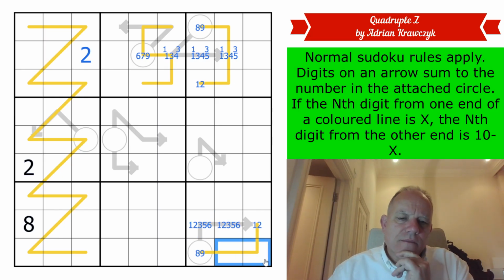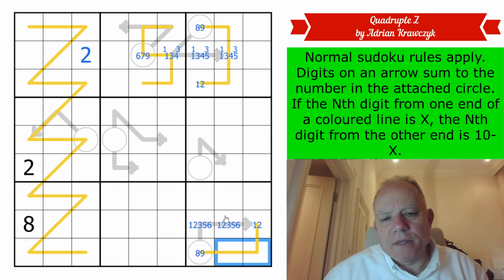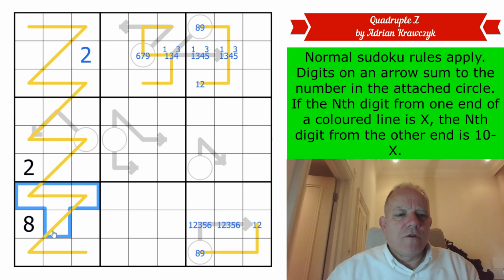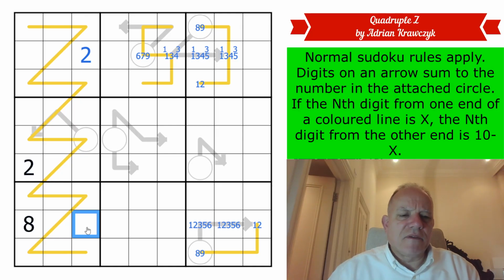These two have to add up to 10. So they're either, I don't know, they could be 2, 8 actually, as well as 3, 7 and 4, 6. Okay, do I know what the number not on the Z is? Is it? No, it doesn't have to be 5. 5 could be there and there.